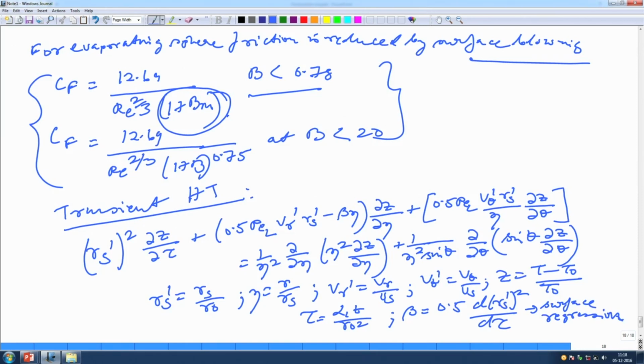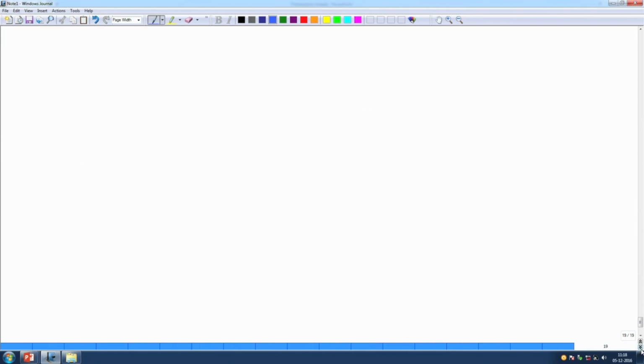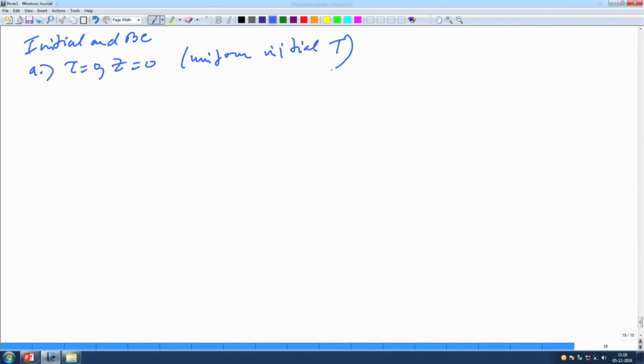Got it? Okay. So, this is the complete equation written in a non-dimensional fashion for you. This is subjected to some initial and boundary conditions. At tau equal to 0, Z equal to 0, this is the uniform initial temperature. B, at eta equal to 1, that means at the surface of the droplet, dz by d theta is equal to 0. This is once again uniform surface temperature at any point.